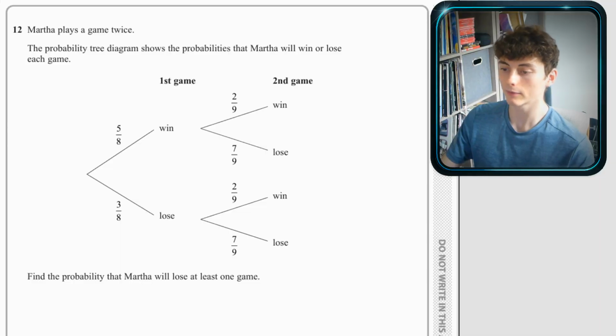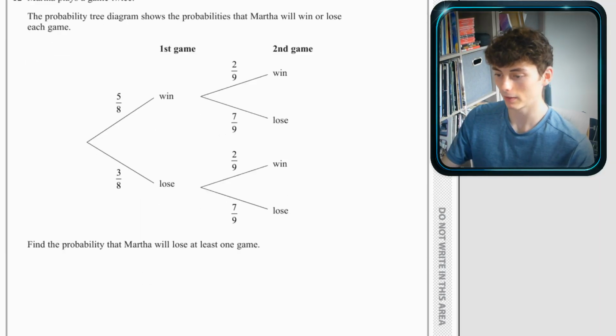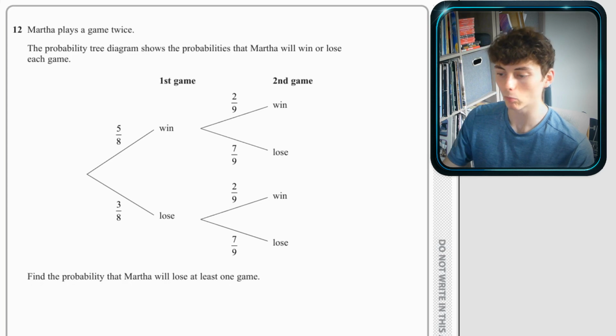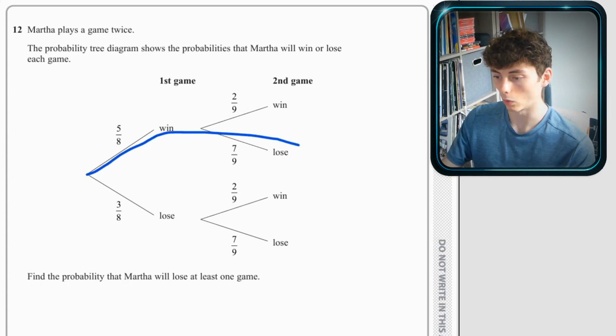Perfect. Question 12, we have a probability tree diagram. These are usually quite simple. So we have to find the probability that she loses at least one game. So how many ways can she do that? She can go win and loss, or loss and win, or loss and loss, because she needs to lose at least one game. So she could lose 2. So we have win, lose, or lose, win, or lose, lose.